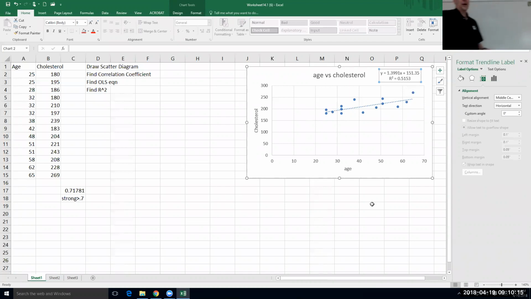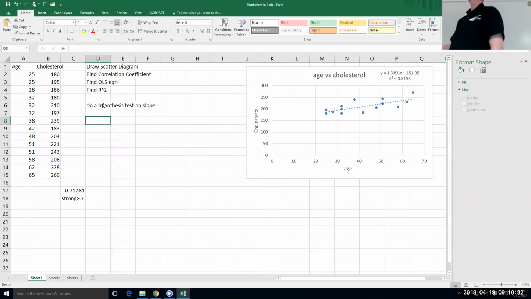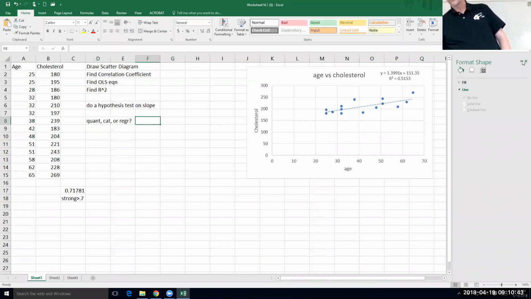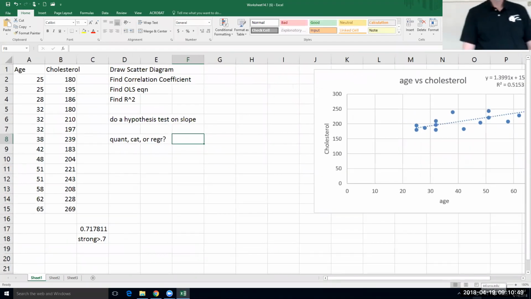Okay, so at this point, that's all review. I want to do a hypothesis test on the slope. And the first question you should ask yourself is, is it quantitative, categorical, or regression? And the answer is it's regression, because slope deals with regression, right? It's about time we finally answered the question that way, right? Okay, we're only at the end of the semester.